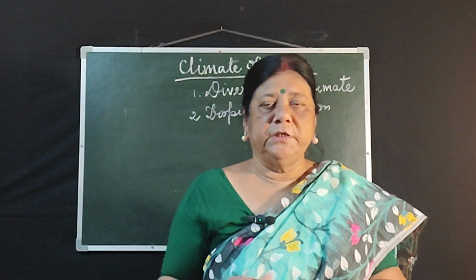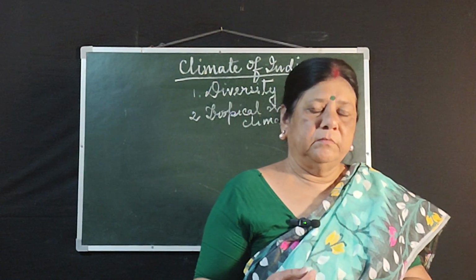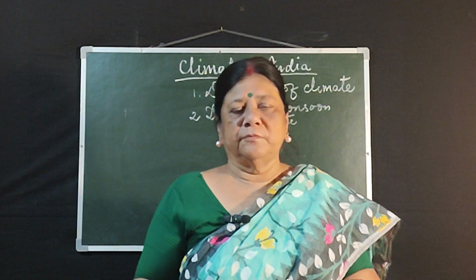These are onshore winds. Since they are blowing from sea, they are carrying plenty of moisture, and when they strike the mountain range or hill, they bring plenty of rainfall on the windward slope, and in this way many parts of India get plenty of rainfall by these southwest monsoons or summer monsoons.